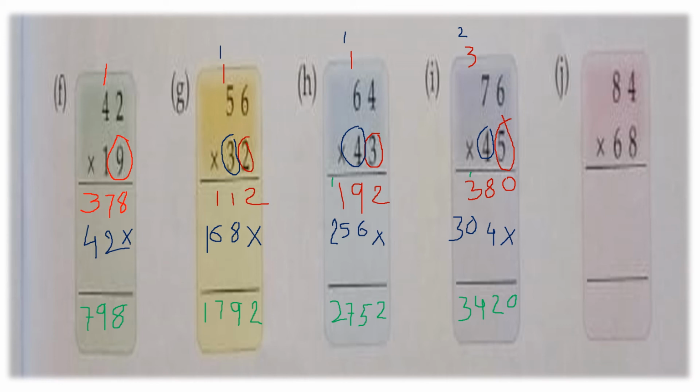84 multiplied by 68. Now first 84 multiply with 8. Now 8 4s are 32, so write 2 here and 3 carry. 8 8s are 64 plus 3 is 67. Then children, put cross here at ones place, then multiply 84 with 6.